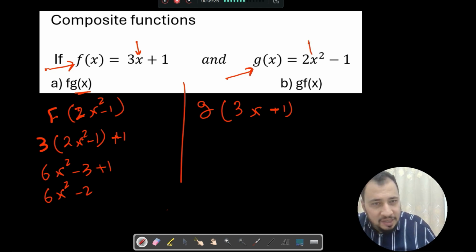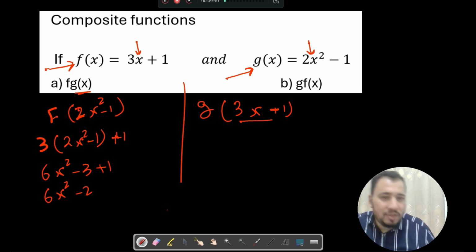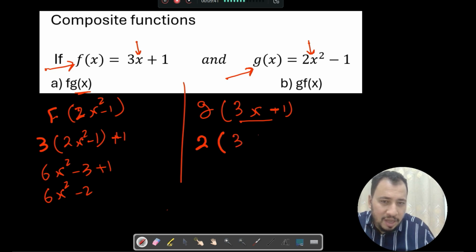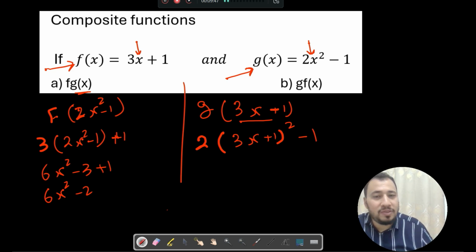replacing x's in this function with the value I just wrote. So g, instead of writing g, I'm substituting now. So it's going to be 2. And instead of x, I'm going to write 3x plus 1 all squared. And this is minus 1. This is minus 1. Now again, it's expand.